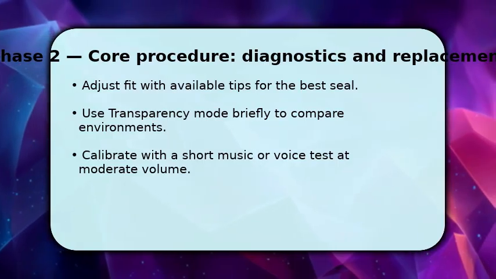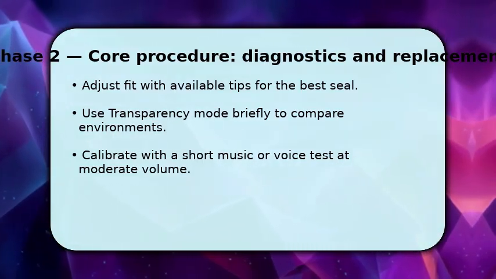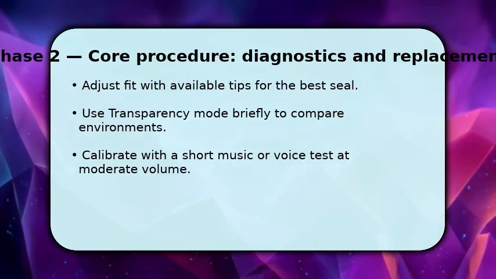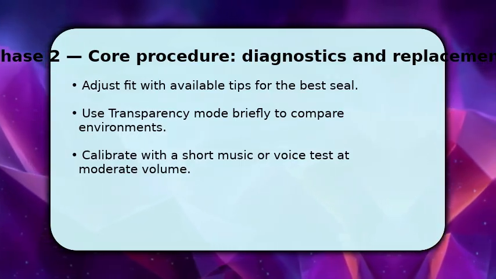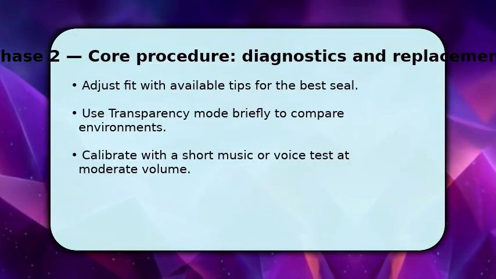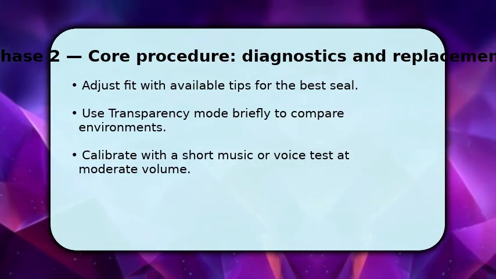Start by fitting the correct silicone tips. Test seal by cupping the earbud and listening. Next, compare noise cancellation to transparency mode to understand what each preserves. Then play a familiar track or a spoken passage at moderate volume to detect bass bleed or wind noise. Adjust ear tip fit and ANC toggle until voices drop but audio remains natural.